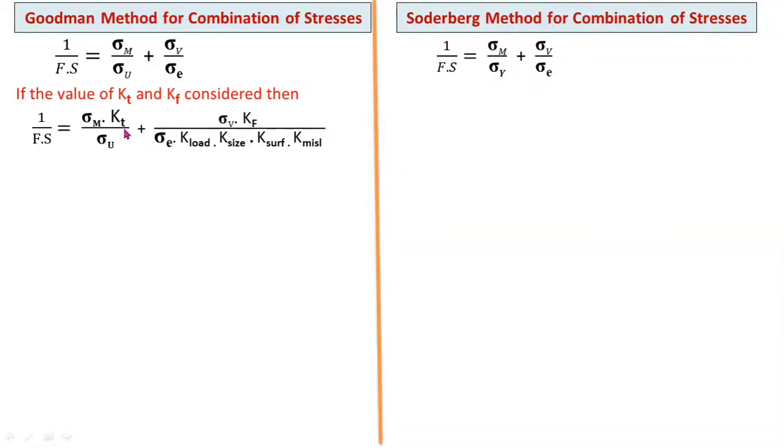Here Kt is the theoretical stress concentration factor, Kf is the fatigue stress concentration factor, K load is the load factor, K size is the size factor, then the surface factor, and this one is the miscellaneous factor. Miscellaneous factor means temperature factor and other factors.